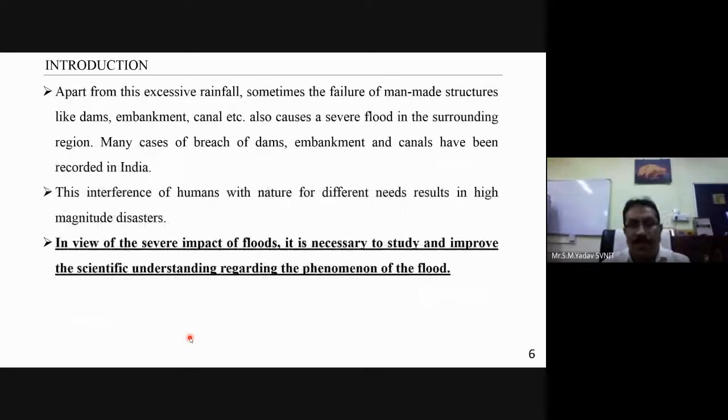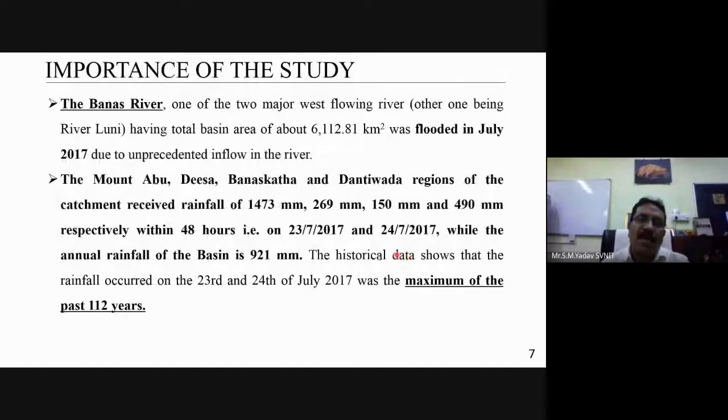In view of the severe impact of flood, it is necessary to study and improve the scientific understanding of the phenomenon of flood. So where did this happen? It was the Banas river. This Banas river, as I said, is in the northern part of Gujarat, and is one of the two major west-flowing rivers, having a total basin area of 6,112 square kilometers. It flooded in July 2017.